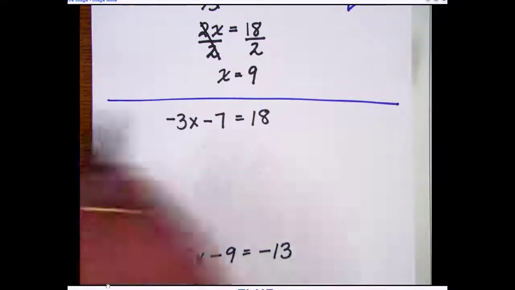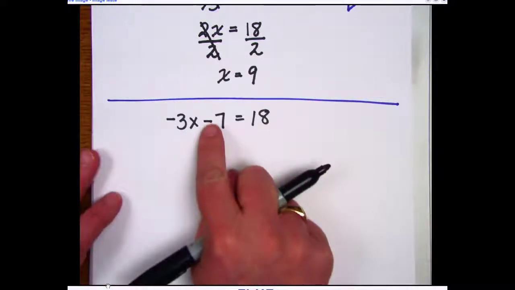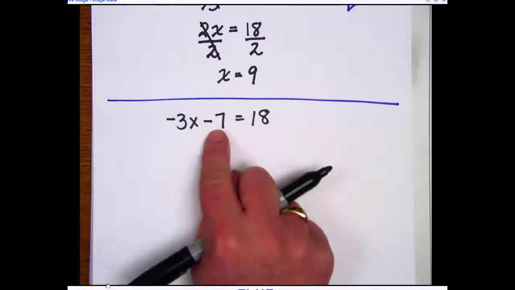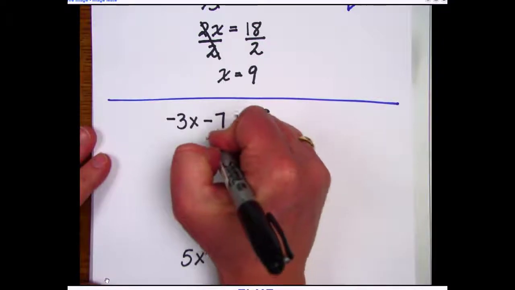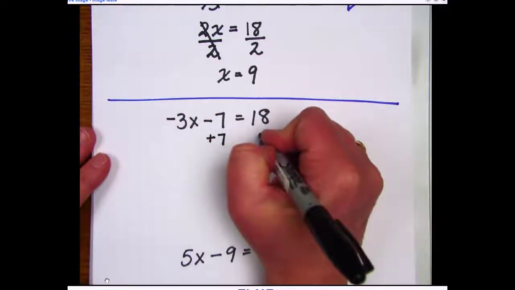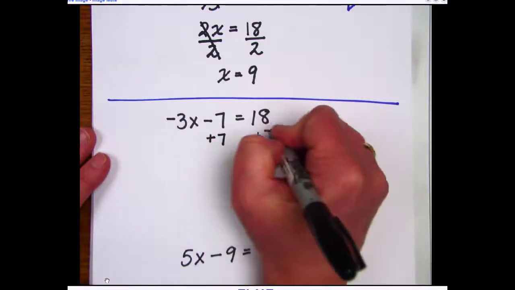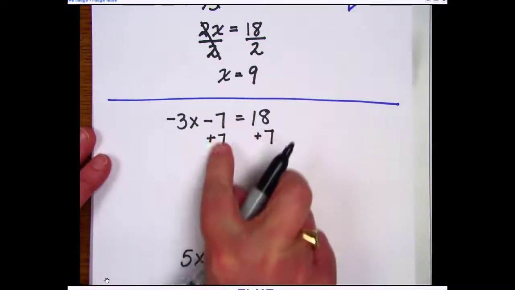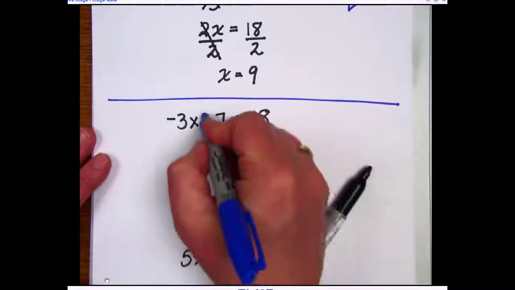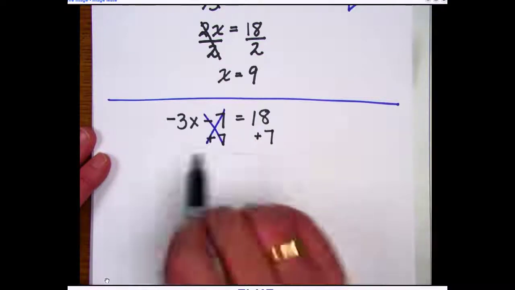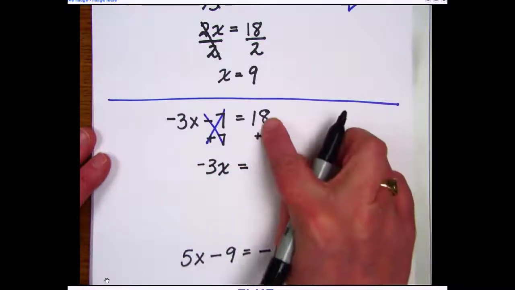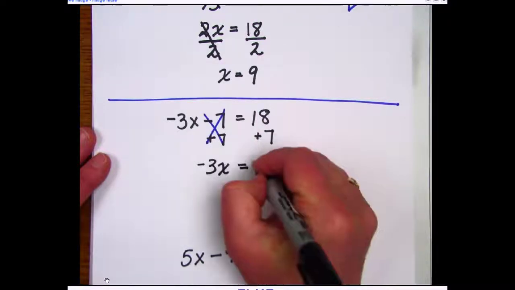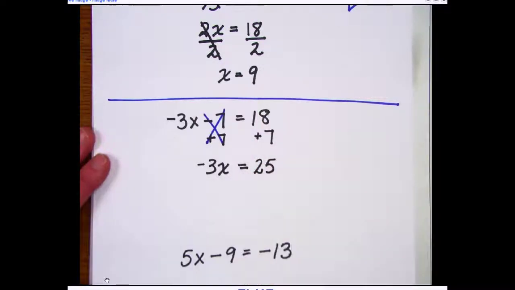All right, again, we're going to apply the addition principle first to get rid of this -7. So I'm currently subtracting 7. To get rid of that, I'm going to add 7. Whatever I do on one side, I have to do on the other. -7 plus 7 is going to go to 0. Over here, I'm just left with my -3x. 18 plus 7 is going to leave me 25.